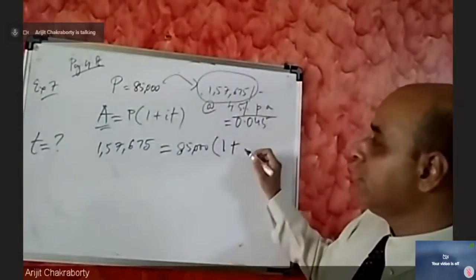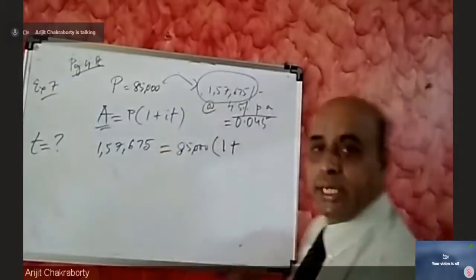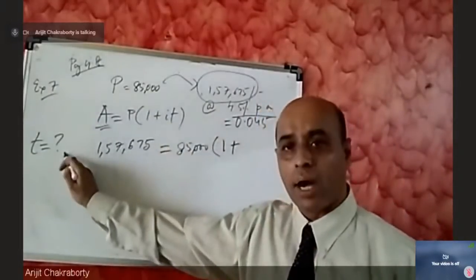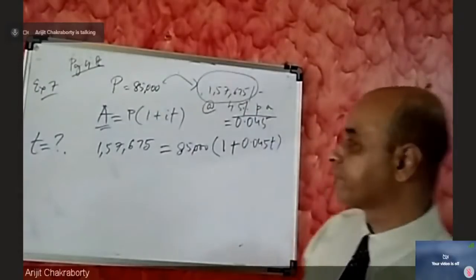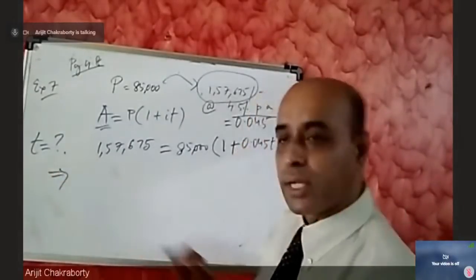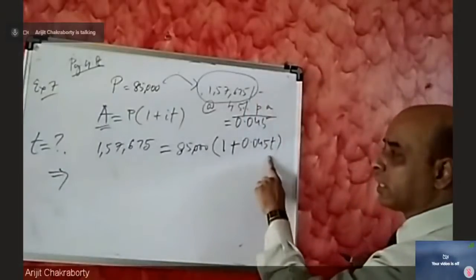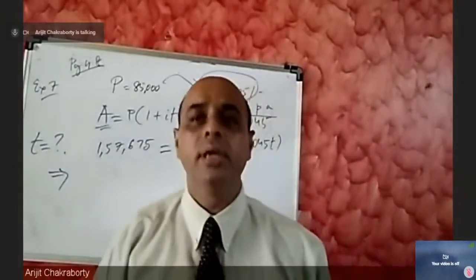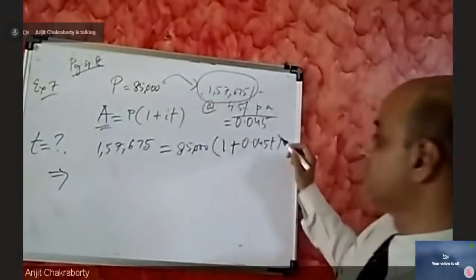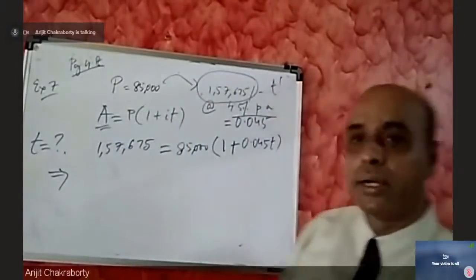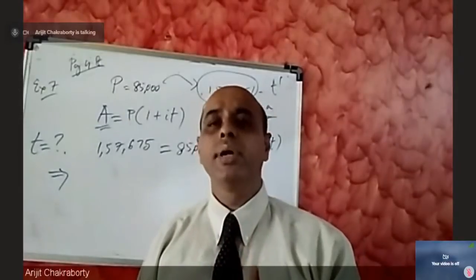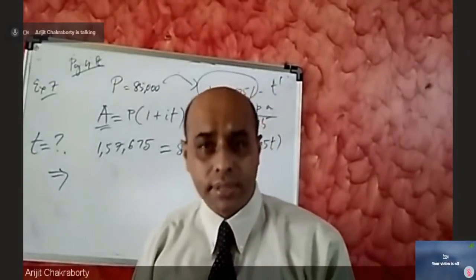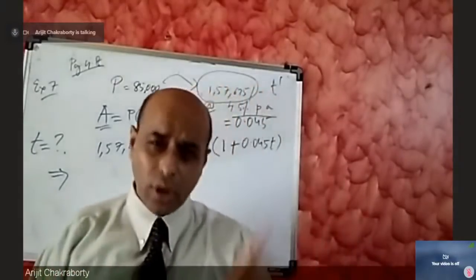So I write here I into T. T we don't know. T is a question mark. So I write 0.045 T, which is an equation. You can see one unknown. It is a linear equation because T has the power 1. So the index number is 1. Therefore it is a linear equation. And last day I was discussing how to graphically draw linear equations.